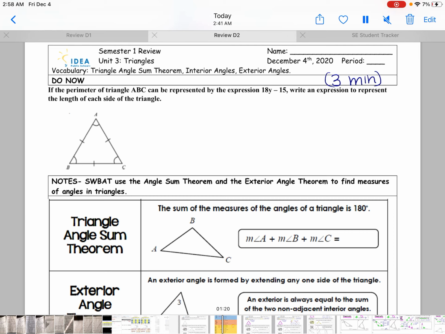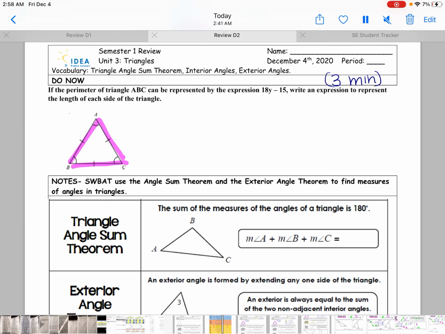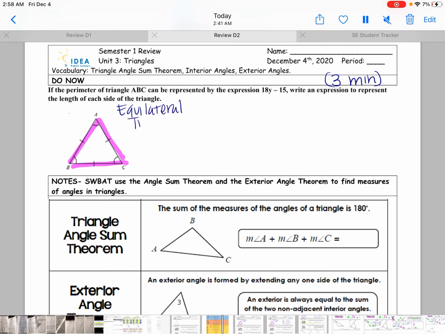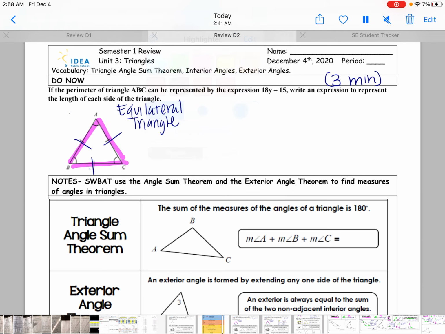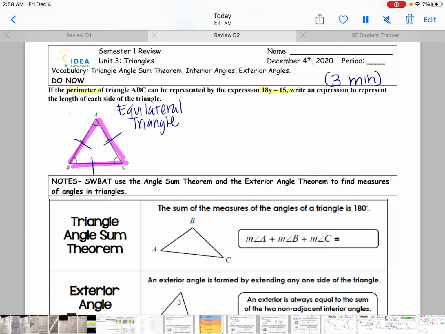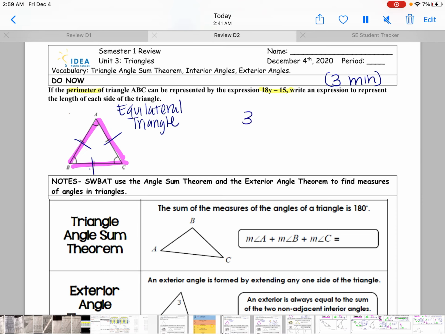All right, coming back. I hope that you understood this problem. We noticed that this is an equilateral triangle, because each one of the sides has the same number of ticks. If we're dealing with the perimeter, and the perimeter is 18y minus 15, we find the perimeter by adding the 3 sides of this triangle. Because this is an equilateral triangle, all 3 sides are the same.